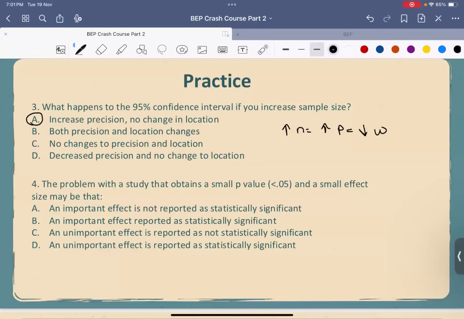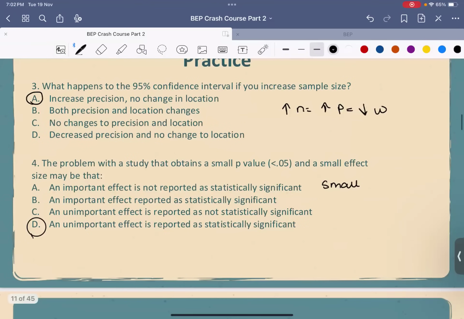The problem with a study that obtains a small p-value and a small effect size may be that, answer this one alone. Okay, so the answer here is, we said small p-value, so statistically significant, but maybe not clinically significant. So the problem is an unimportant effect is reported as statistically significant. This is the answer. Okay, so it's not an important effect, but it's reported as statistically significant.